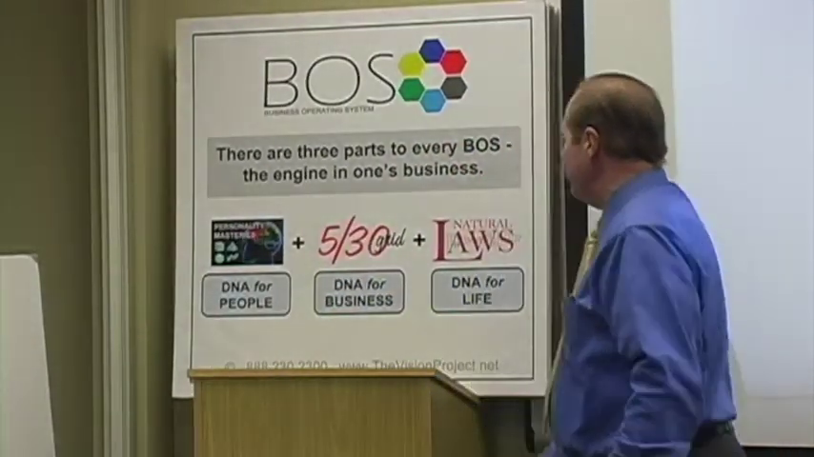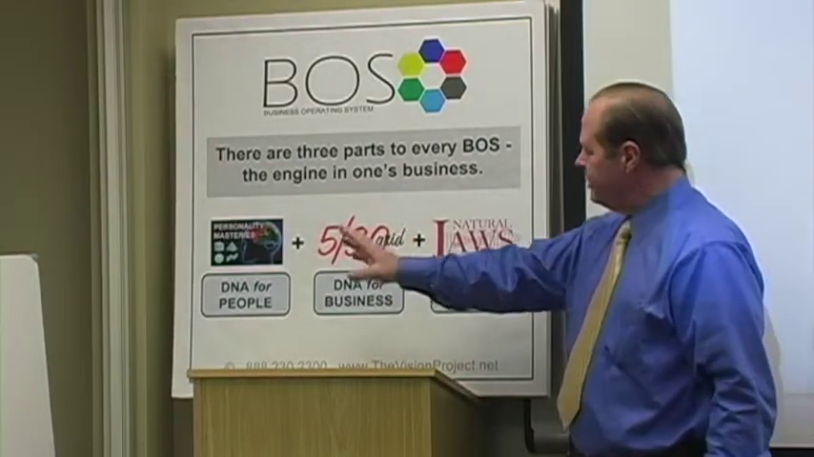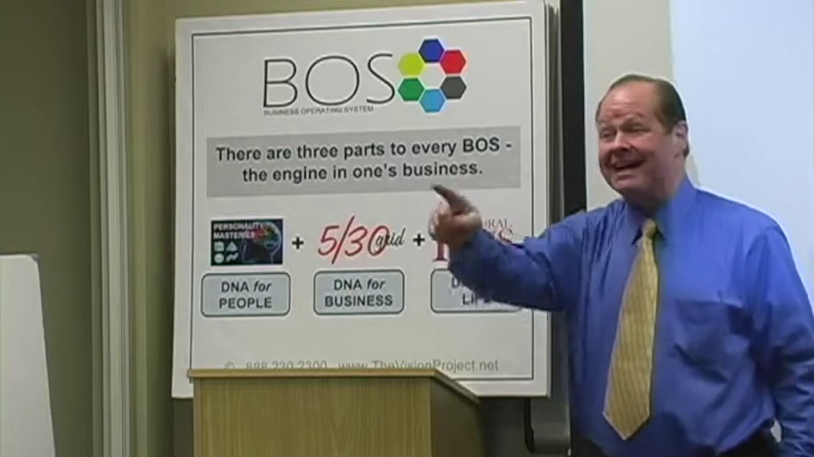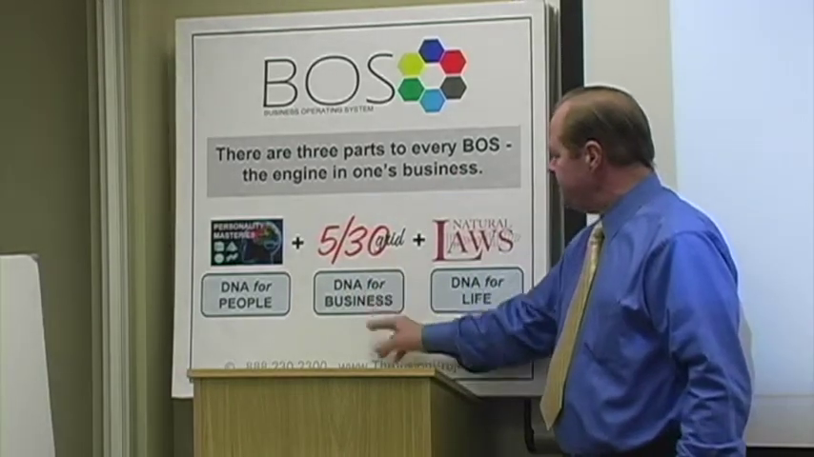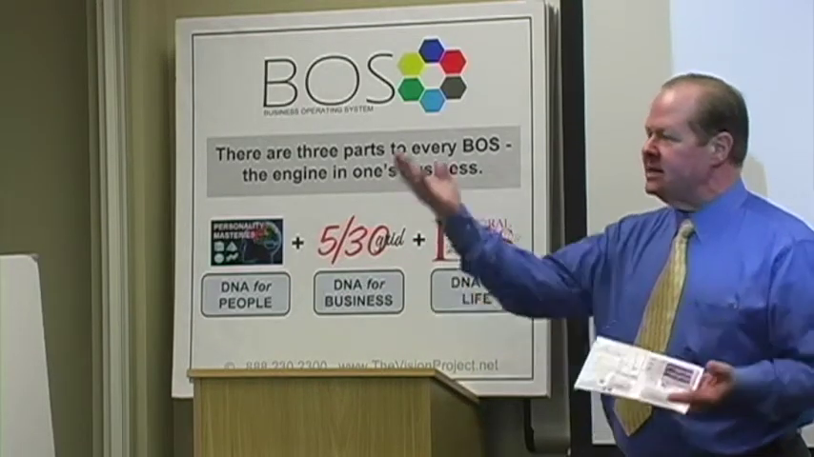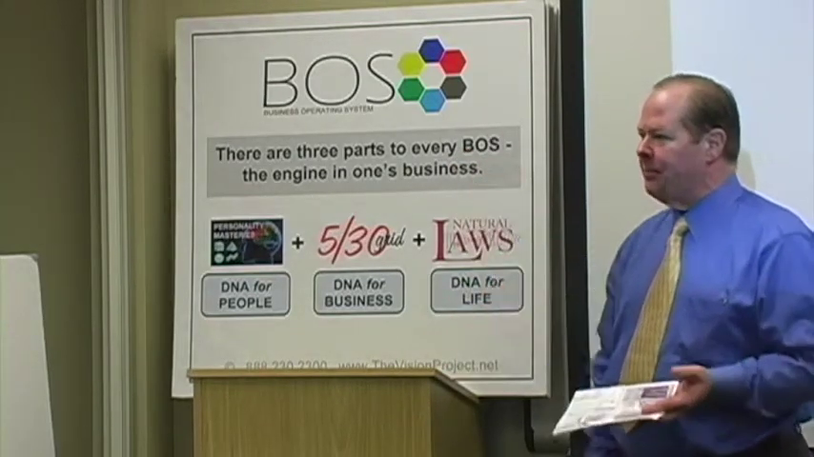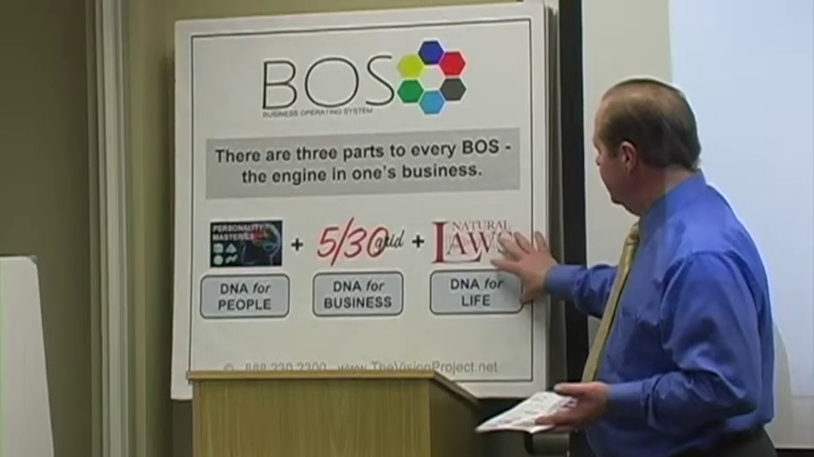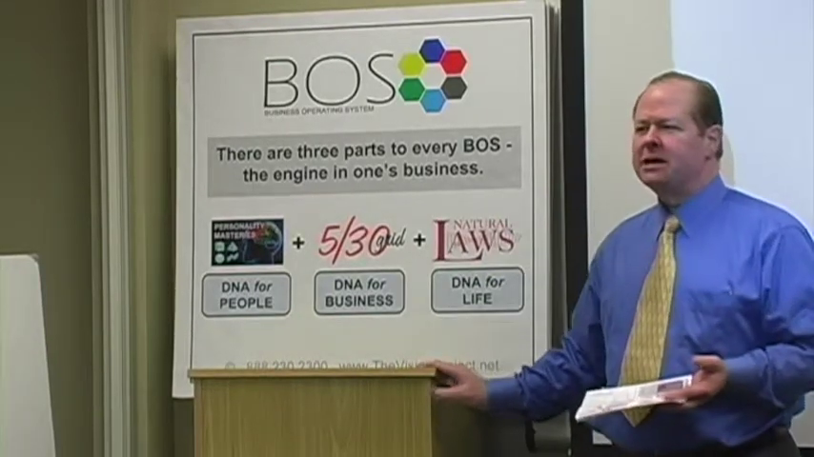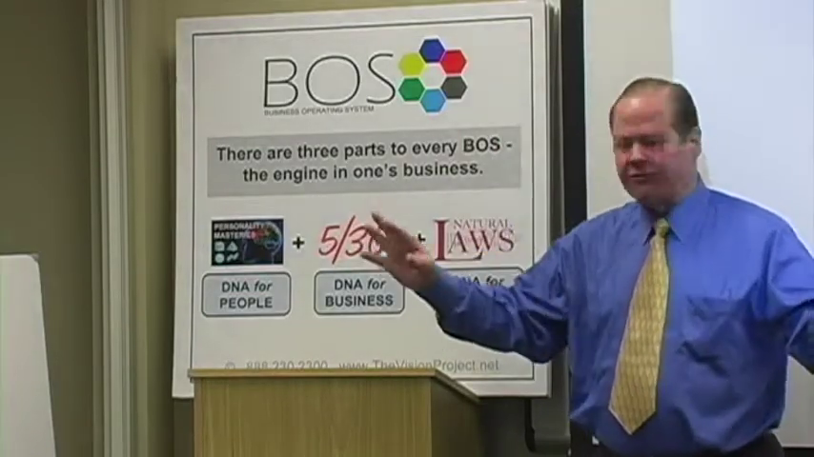There's 3 parts to every BOS system. It's the DNA of people, the DNA of business, and the DNA of life. The DNA of people is personality masteries, really understanding who you're talking to and communicating to them the way they like to be communicated with. The 530 grid is the DNA for business. It's the roadmap. It's a system. It's simple, and yet it's an endless journey, really, to find out how to help people in a process. We'll explain that in a minute. And then natural laws, the DNA for life. There are over 250 natural laws that have been discovered, and they are the things that tie the whole thing together. So that's just an overview of what we're going to do.